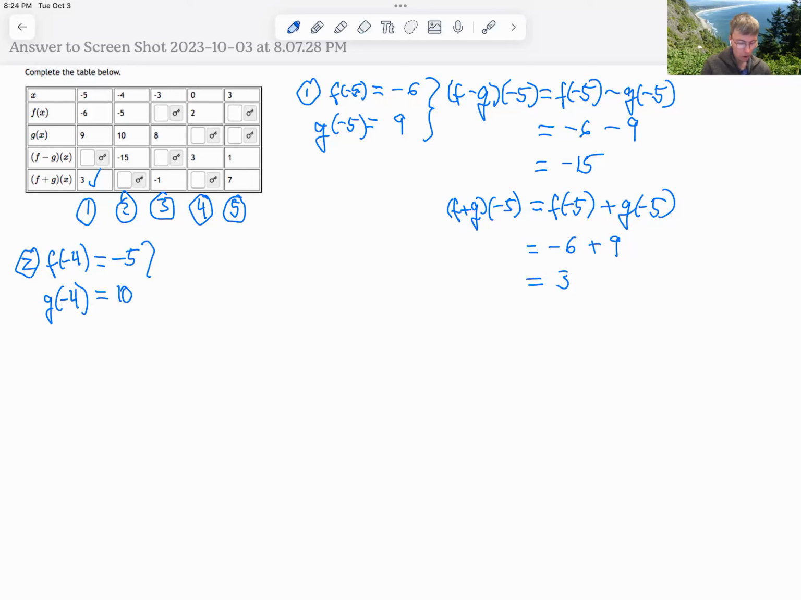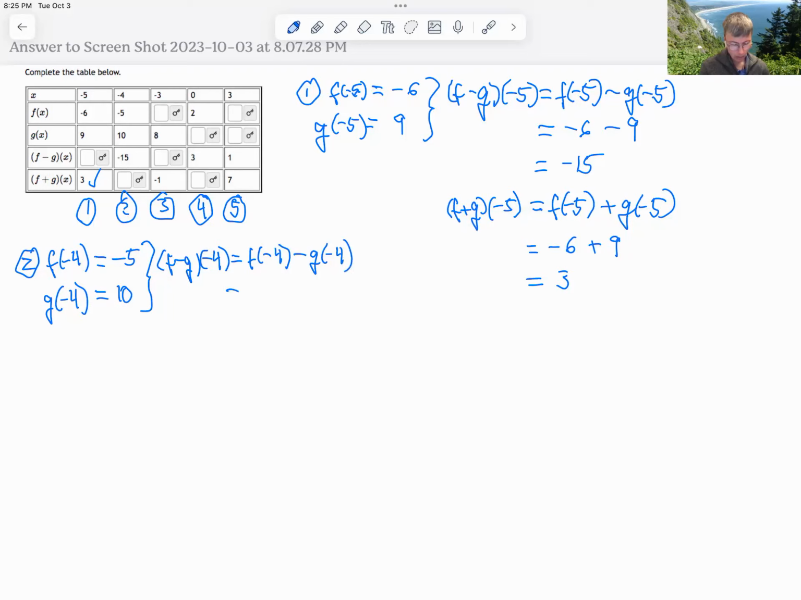And so I'm going to check myself again by first trying out f minus g of x of -4 and see if that comes out correct, because we are given the answer, right? F of -4 minus g of -4.